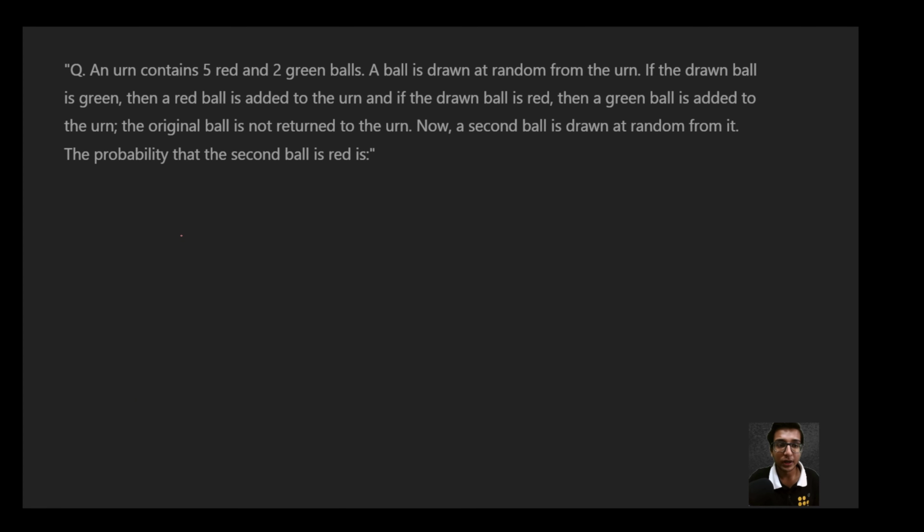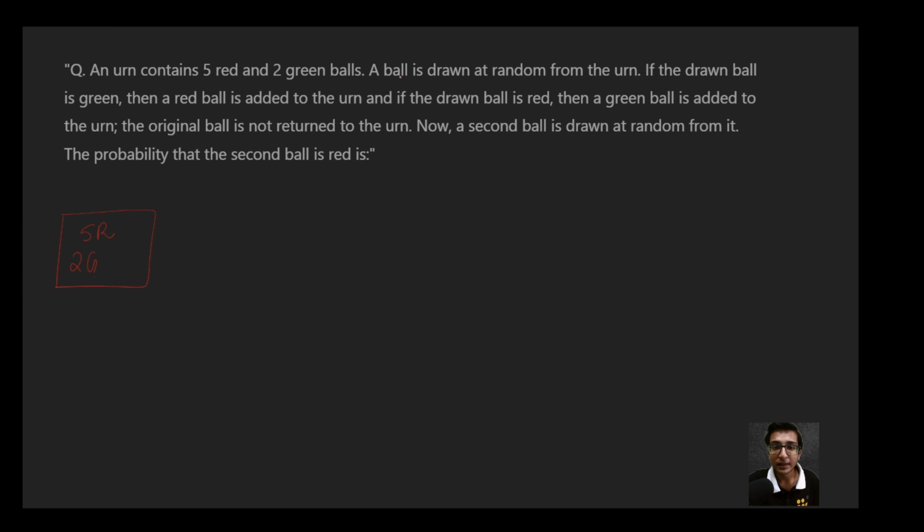Let us look at one more example. An urn contains 5 red balls and 2 green balls. So here we have an urn. Sorry, let me draw this side. Here we have an urn, or whatever it is, we don't care. Let us assume it is a box. It has 5 red balls and it has 2 green balls.